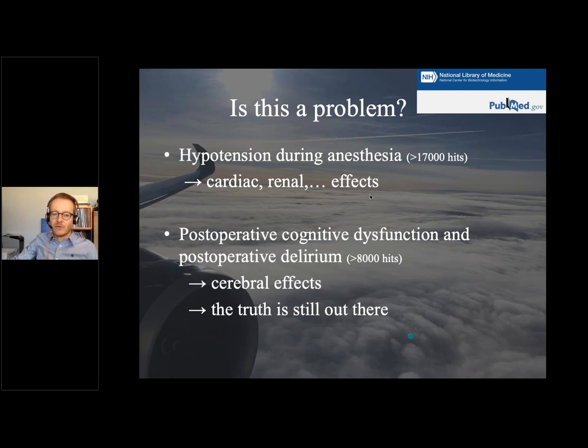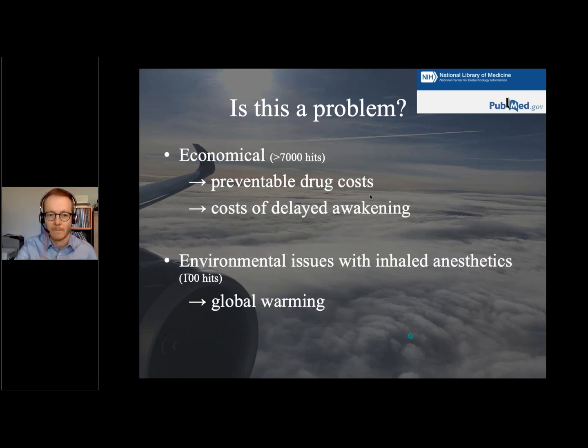So, for example, if you do a Medline search on hypotension during anesthesia, you find more than 17,000 articles talking about the effects on renal function, talking about myocardial ischemia. Also, there's a lot of debate on postoperative cognitive dysfunction and postoperative delirium, more than 8,000 hits. Anesthesia has some cerebral effects. How to avoid them is still under debate, but I believe in the future we will know more about that.